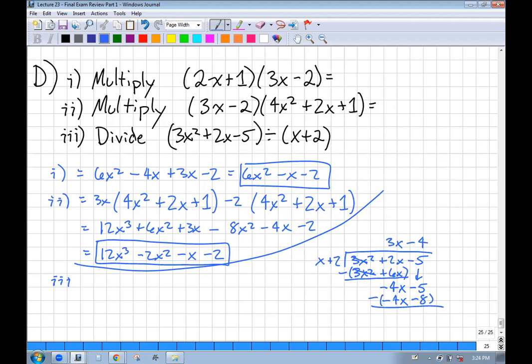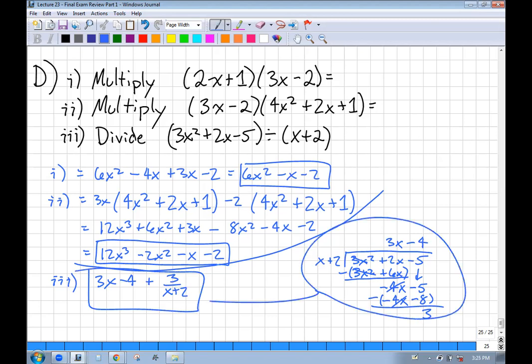Subtract, right? These will cancel. Minus 5 plus 8 is 3. All right, so the answer here is 3x minus 4, with a remainder of 3. We can put a plus 3 over x plus 2. So here's our work. There's our answer box.